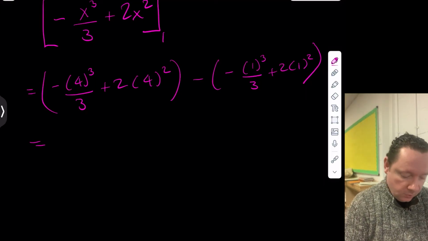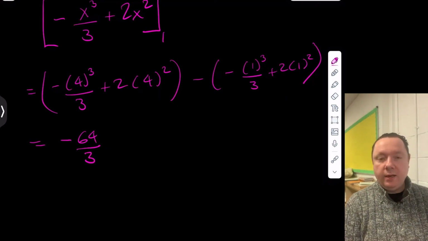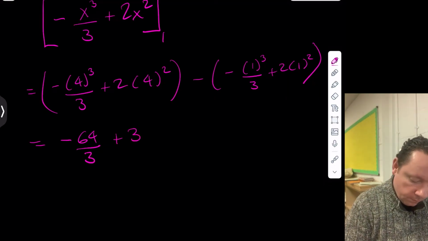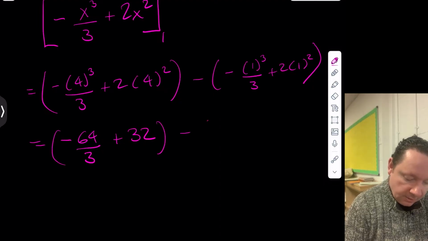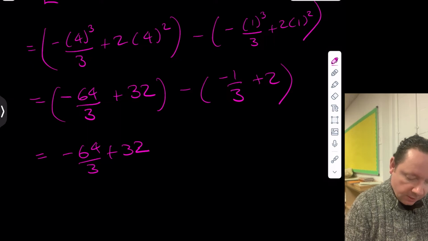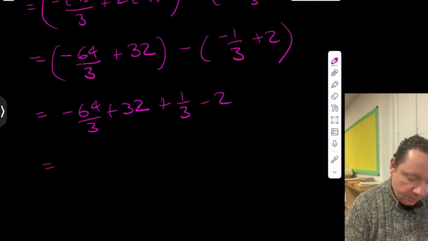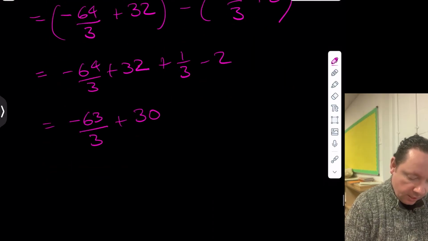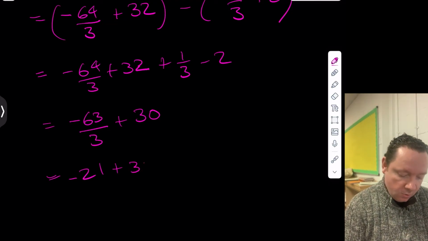4 cubed is 64, so that's minus 64 over 3. 4 squared is 16, 16 twos is 32. So there's our first bracket. Minus 1 cubed is 1, so times by a minus is minus 1/3. 2 times 1 squared is 2. So that gives me minus 64 over 3 plus 32 minus minus plus 1/3 minus 2. So that gives me minus 64 over 3 plus 1 is minus 63 over 3 plus 32 minus 2 is 30. Changing that to a number, 3 goes into 6 twice, 3 goes into 3 once, so it's minus 21 plus 30, which is equal to 30 minus 21, 9 units squared.